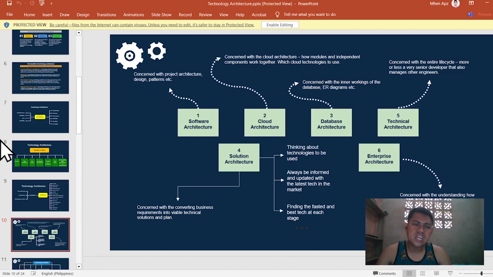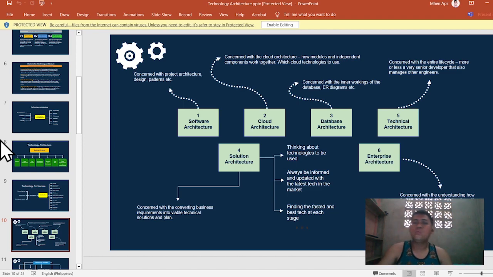Software architecture is concerned with the project architecture, design patterns, and so on. Whereas cloud architecture is concerned with how modules and independent components work together, and which cloud technology to use. We have also the database architecture.